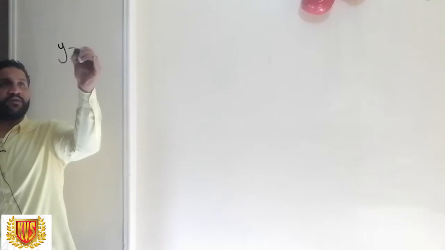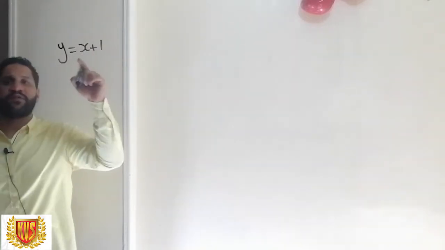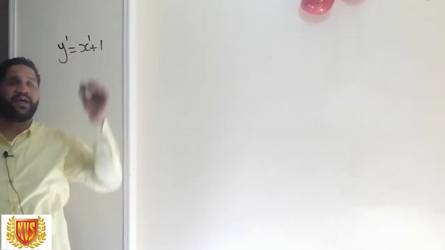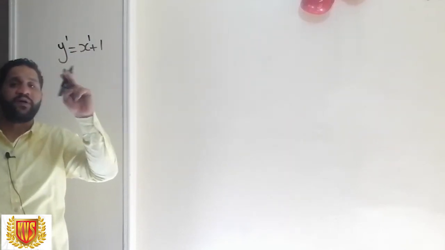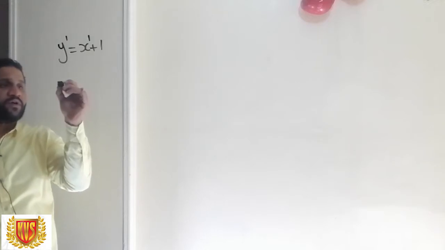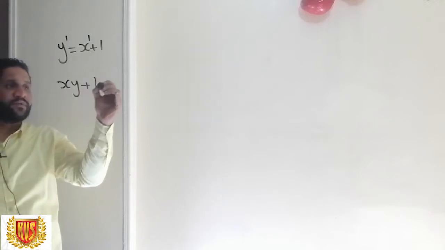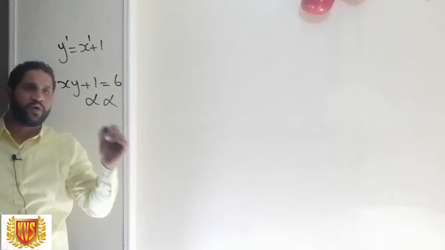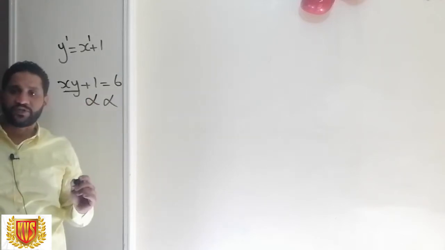What's an equation of a straight line? An equation of a straight line is a relation between y and x. When I give you something like this, y equals x plus 1, this is an equation of a straight line. Why? Because y is power 1 and x is power 1, and they are not multiplied beside each other. So when I have something like this, is this an equation of a straight line? No. Why? Because x and y are multiplied by each other.